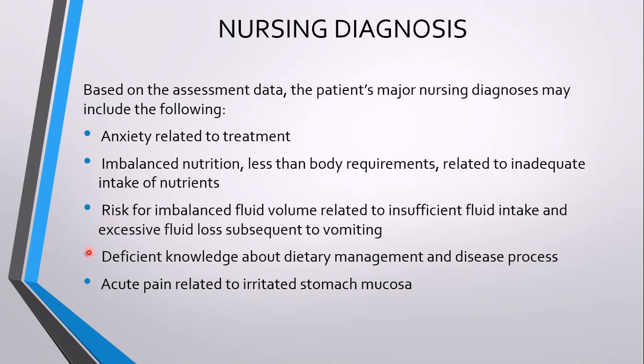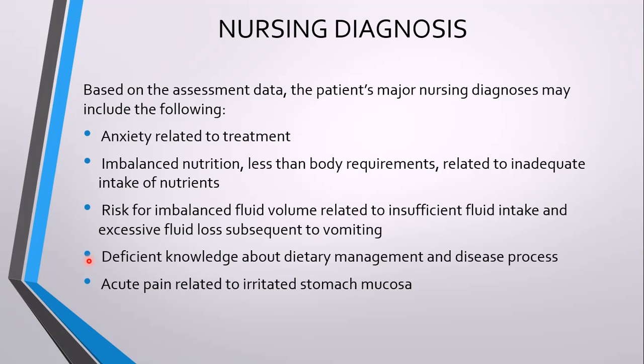Now, the fourth diagnosis is deficient knowledge about the dietary management and disease process. Usually you don't have to write this. This nursing diagnosis is not going to give you too many points, but if you remember only two or three diagnoses and you want to write at least five diagnoses in your exam, then you can put this one and get a plus point.